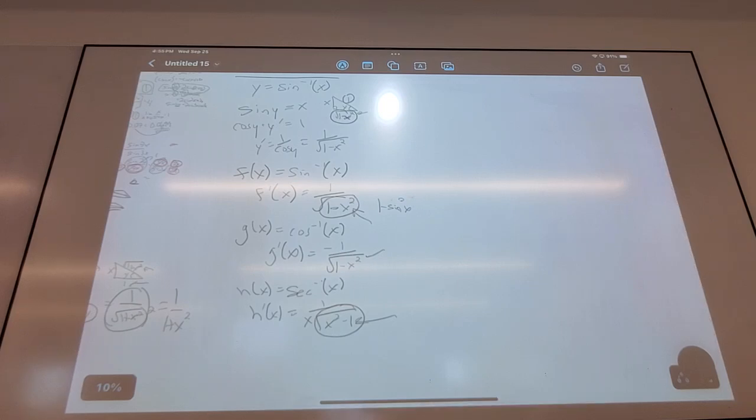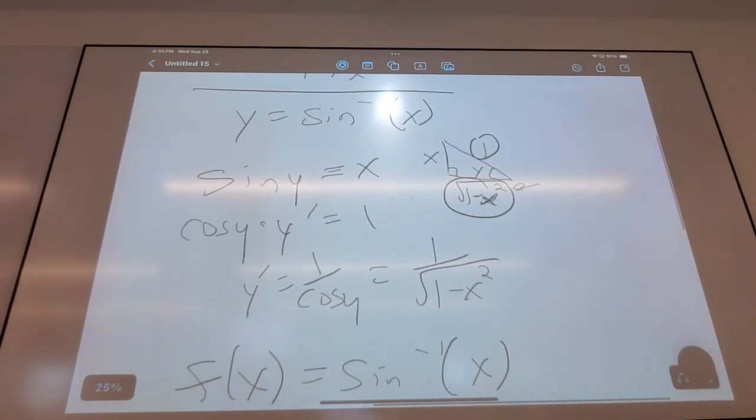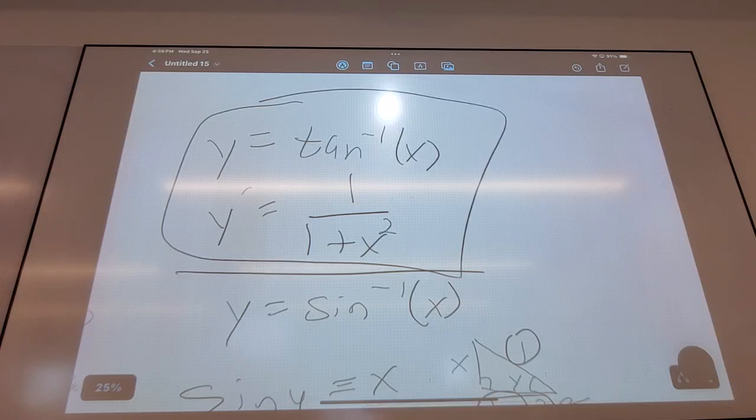I'll tell you this. I'm going to go ahead and do this for you. I'm only going to make you memorize the inverse tangent, because that's the one that happens the most. I'm not going to make you memorize the other ones. Inverse tangent just happens the most. You're welcome.